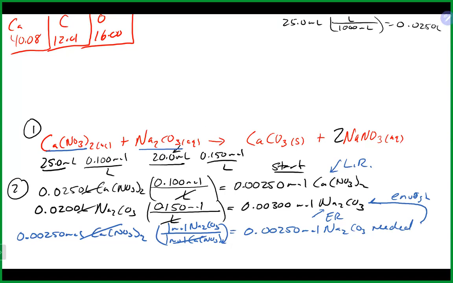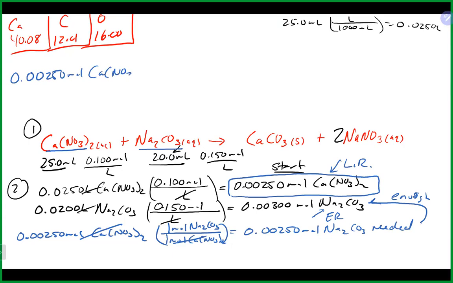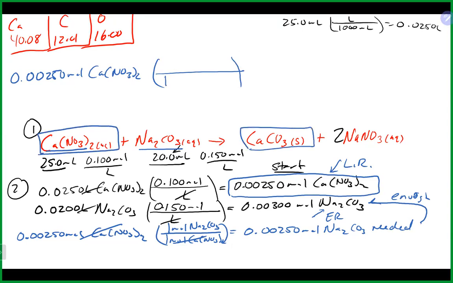Now that I know which one's my limiting reagent, I can now finish the calculation. I want to start with the starting amount of my limiting reagent, because that's how much product I'm going to produce. 0.00250 moles of calcium nitrate. We're going to do a mole-to-mole relationship between the calcium nitrate in this case and our product, and that is 1 mole of calcium nitrate to 1 mole of calcium carbonate.